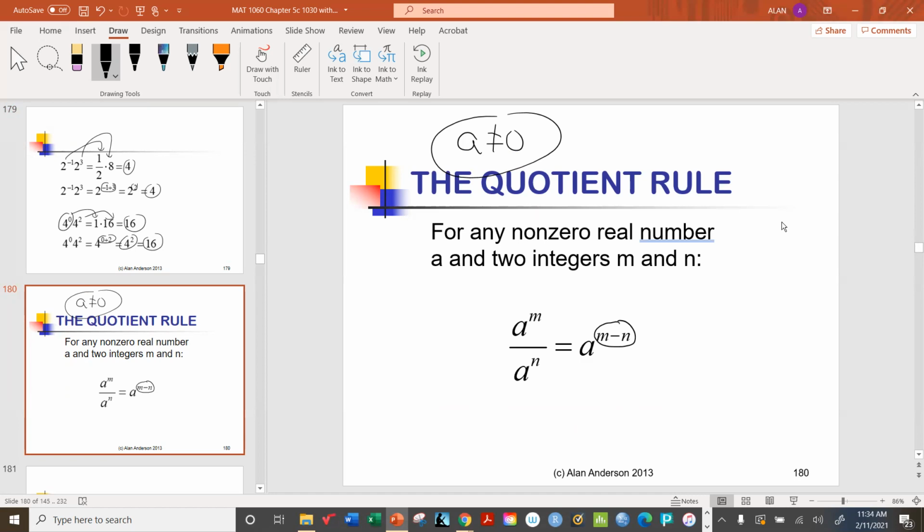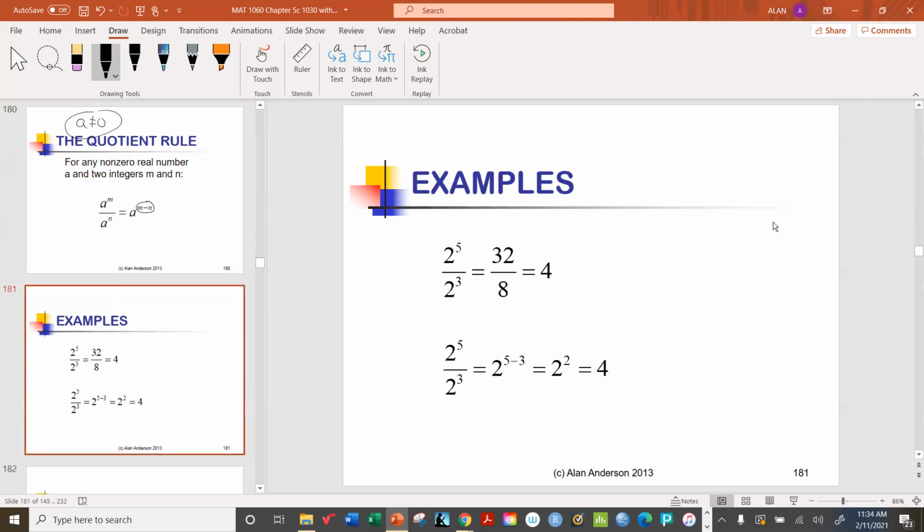All right. So let's look at some examples. Here, for example, again, I'll do it 2 ways. I'll evaluate each term separately before dividing, and I get 4 here, but look how easy this is. 5 minus 3 is 2, and that also gives me 4.